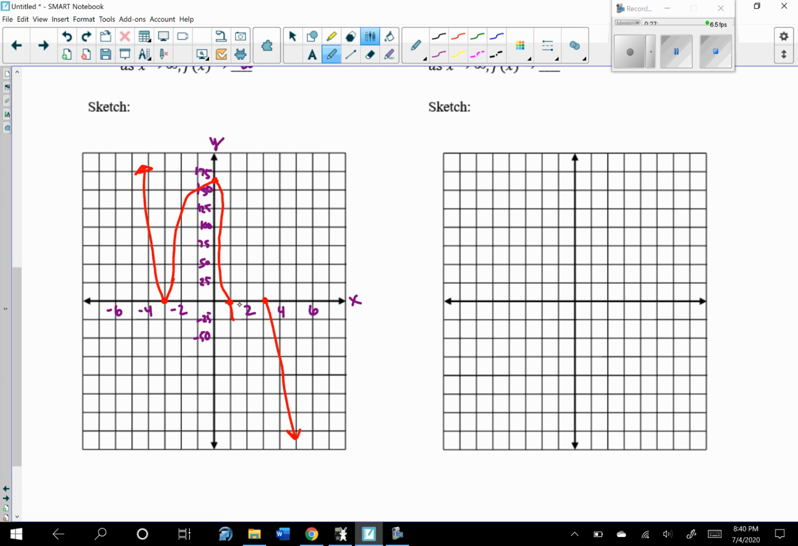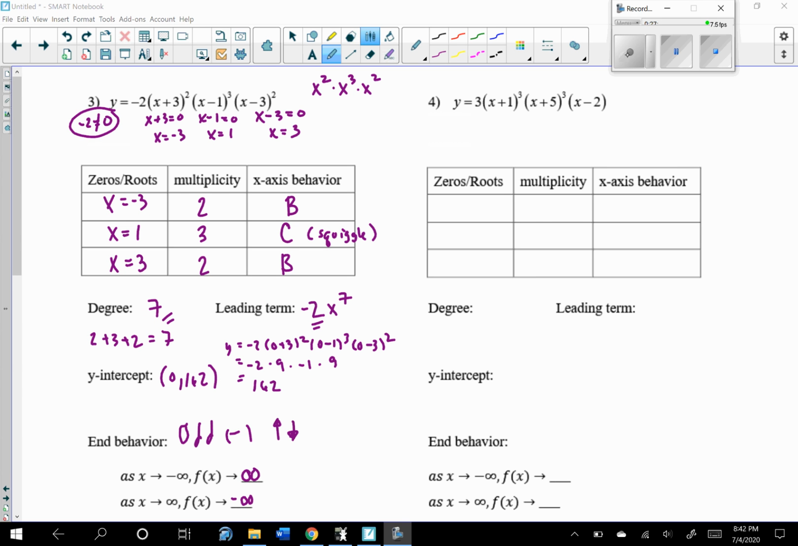Then at x equals 3, the multiplicity was 2, so again the graph has to come back to the x-axis, hit it and bounce back down. So it makes sense that this part was going down because of our odd, negative, and then the even multiplicity was for the bounce. For the next one, go ahead and pause the video, do it on your own. When you're done, you can unpause to check.